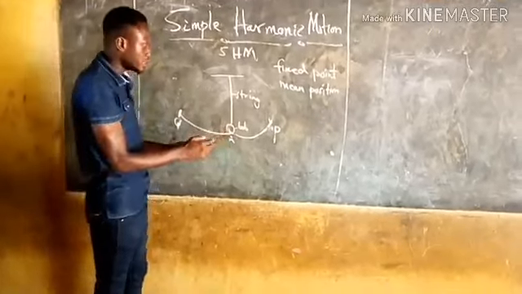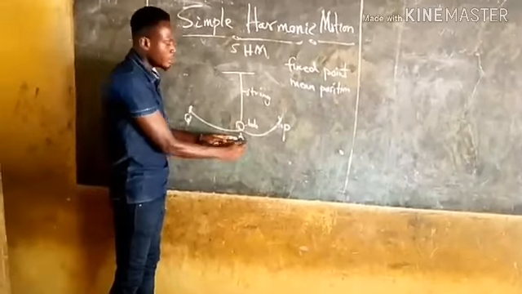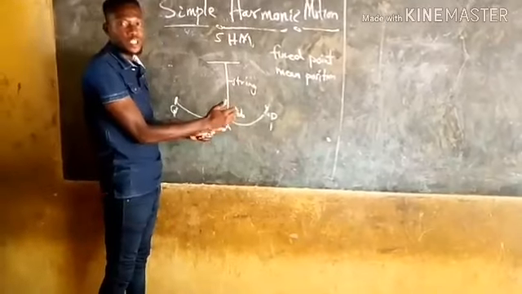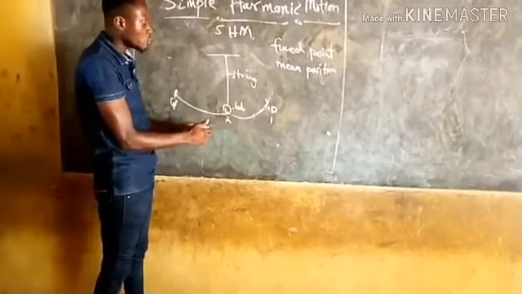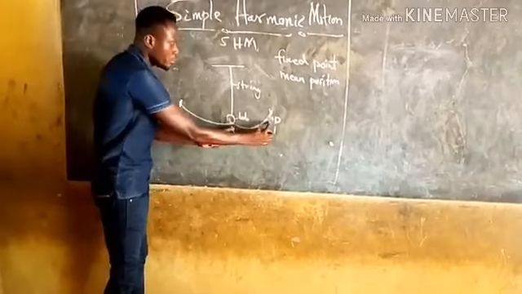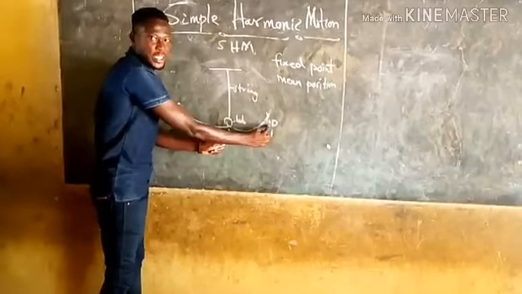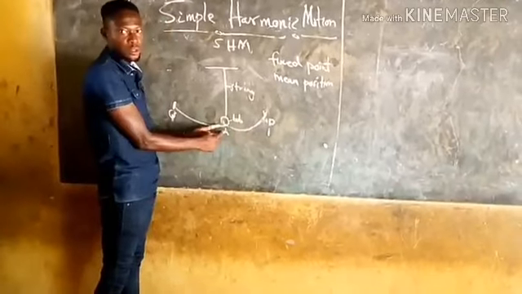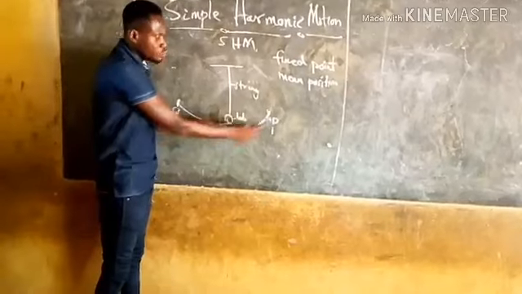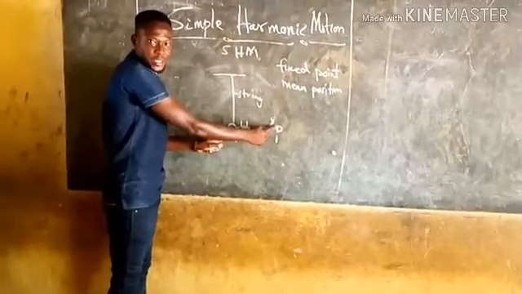Now let's look at this. This is the mean position A. Point P is the highest point reached by the ball. So we can also say that this will be the displacement covered by the ball. If the ball moves from point A to point P, that's the displacement.